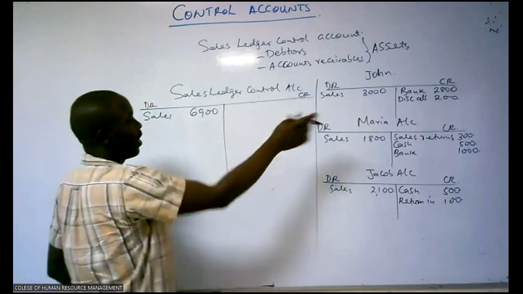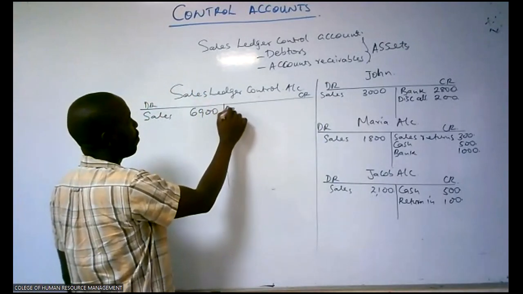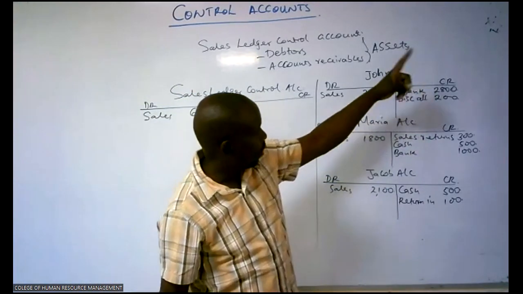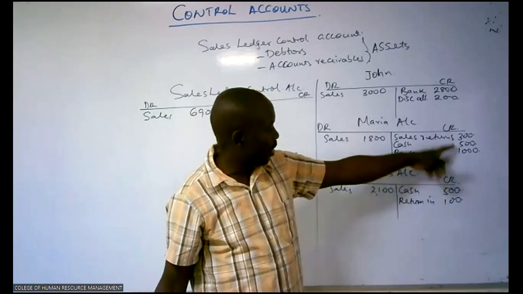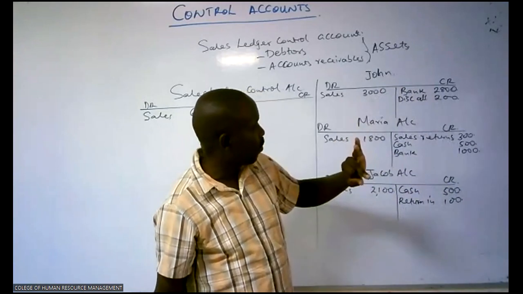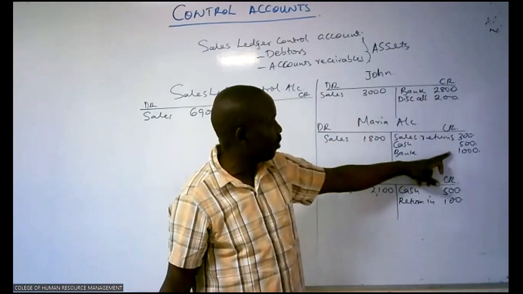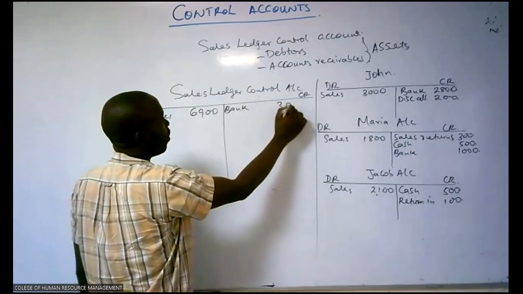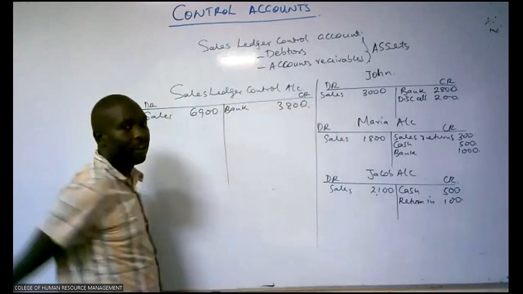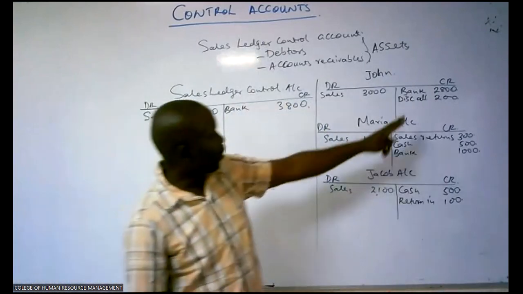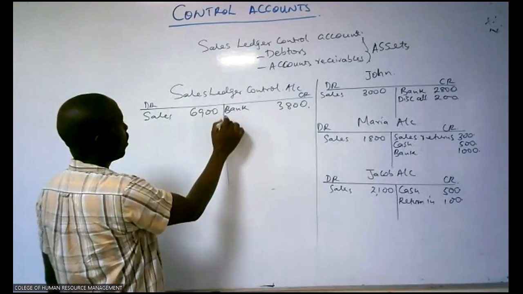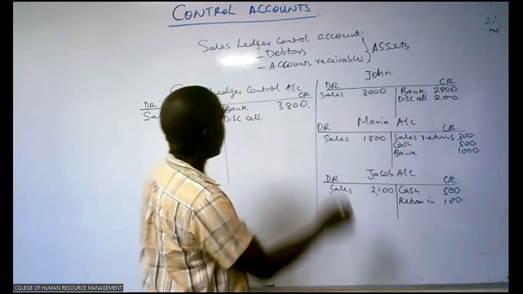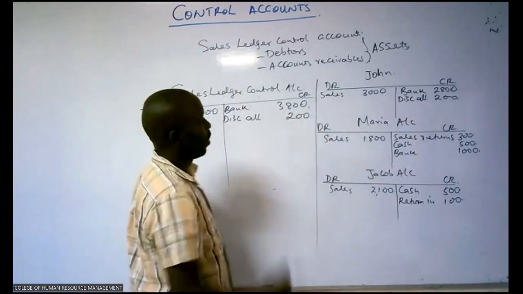Then on the credit side, I will come and credit by bank. Bank here we have 2,800. There is another bank here of 1,000. Actually, we have only those two. 2,800 plus 1,000, that is 3,800. So bank, we have credited the account by 3,800. What about the discount allowed? It is only this one, so we shall put it there, 200.